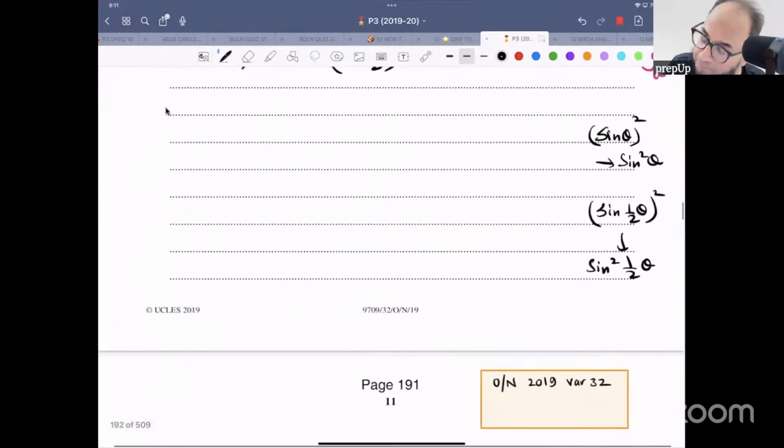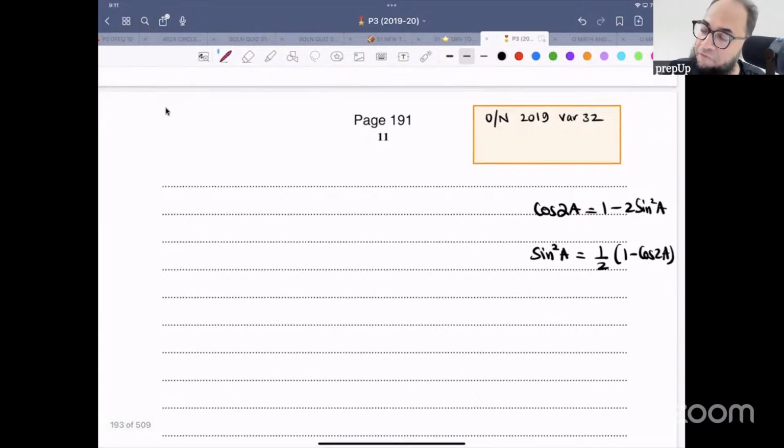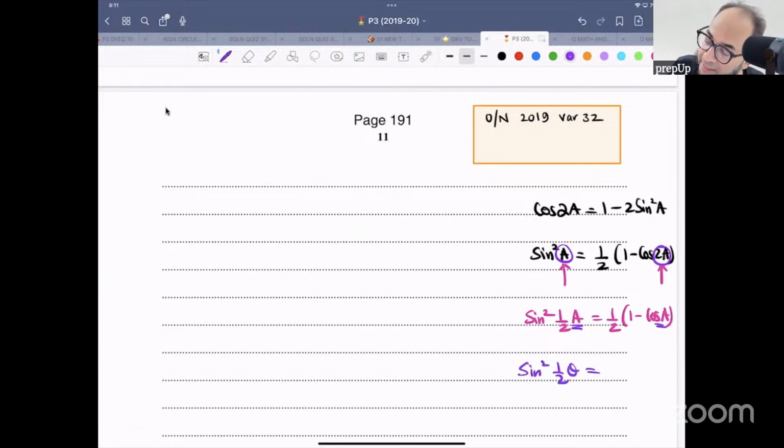Now, what is the relation? We know that cos 2a is 1 minus 2 sine squared a. Or sine squared a, if I make it the subject, that's half of 1 minus cos 2a. Now focus on this. This is a, this is 2a. If this is sine squared half a, this would be half 1 minus cosine a. Why? Because the ratio of a to 2a is 1:2. This is 1, this is 2. Rewrite it again. Sine squared half theta can be written as half 1 minus cosine theta.